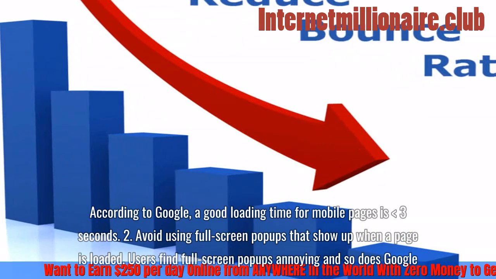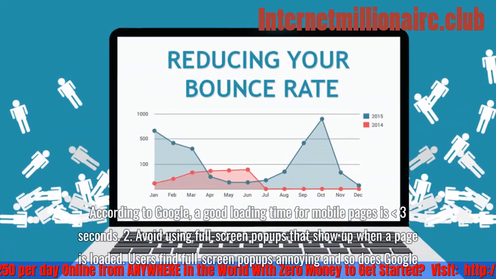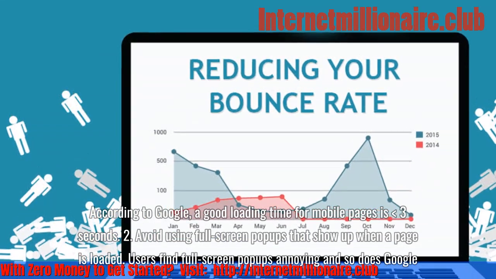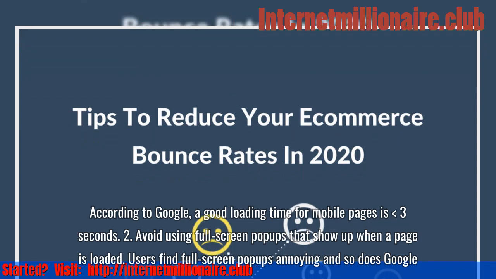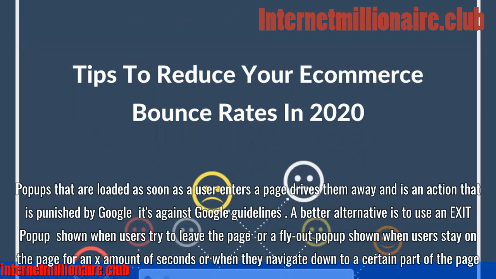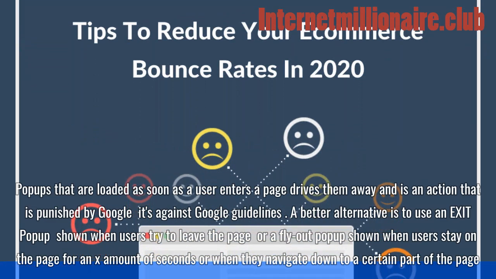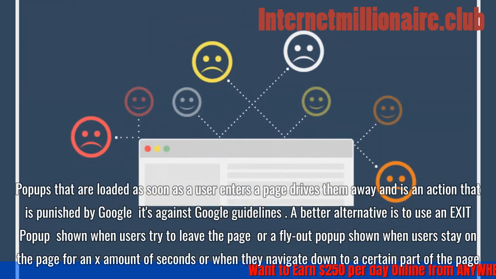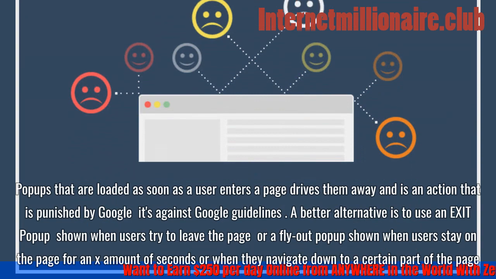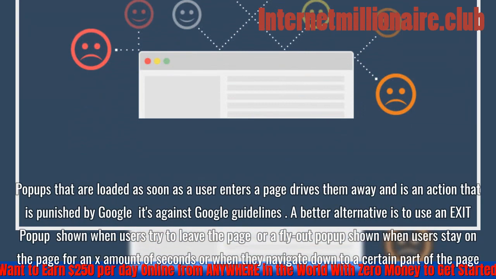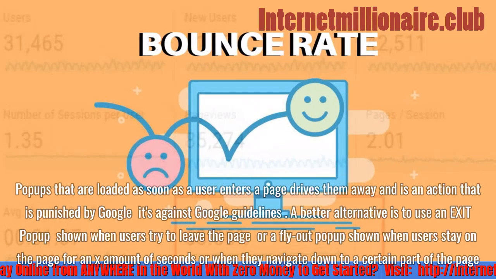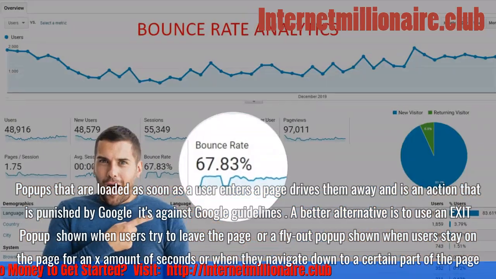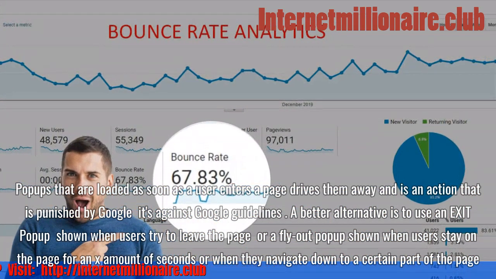2. Avoid using full-screen pop-ups that show up when a page is loaded. Users find full-screen pop-ups annoying, and so does Google. Pop-ups that are loaded as soon as a user enters a page drive them away and are an action that is punished by Google. It's against Google guidelines. A better alternative is to use an exit pop-up shown when users try to leave the page, or a flyout pop-up shown when users stay on the page for an X amount of seconds, or when they navigate down to a certain part of the page.